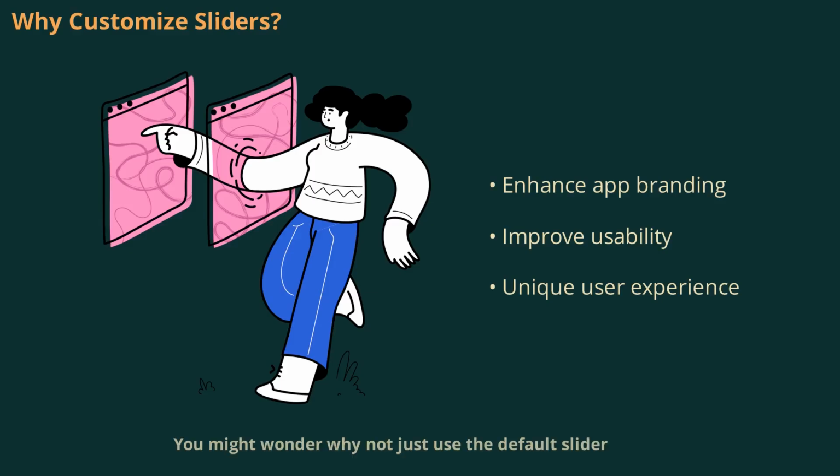You might wonder why not just use the default slider. Customizing sliders lets you match your app's branding, improve usability, and create a unique user experience. Jetpack Compose's flexibility means you can change not just the colors, but also the shapes, animations, and even add custom graphics. This opens up creative possibilities, making your app more engaging and accessible. In the next scenes, we'll walk through the basics and then step into more advanced customizations so you can see just how much control you have.